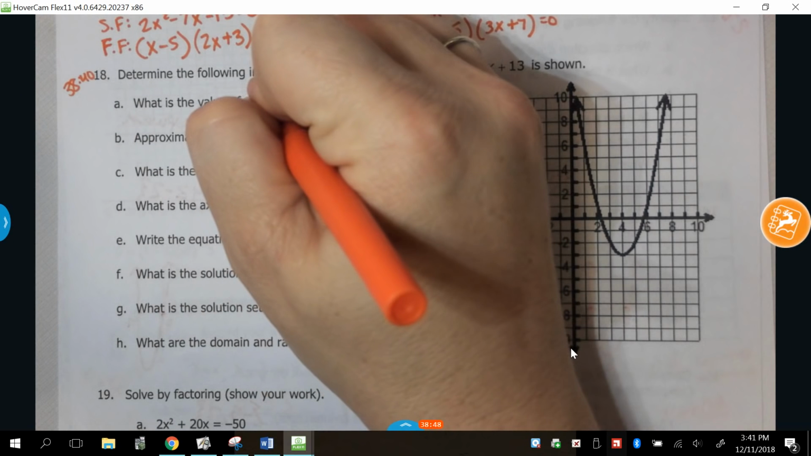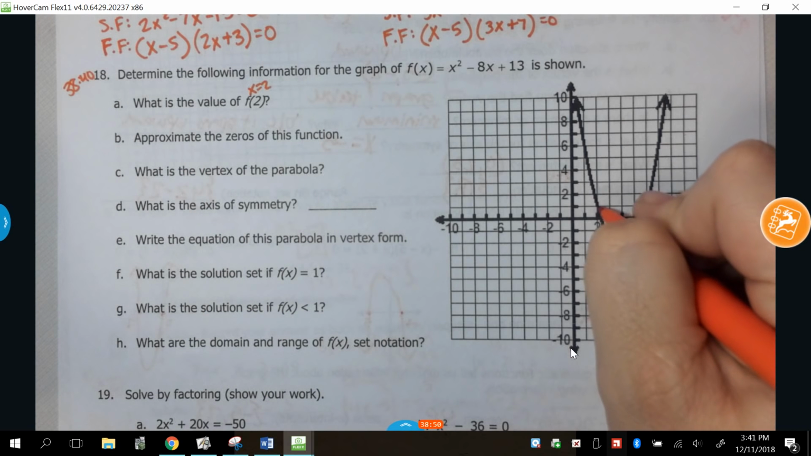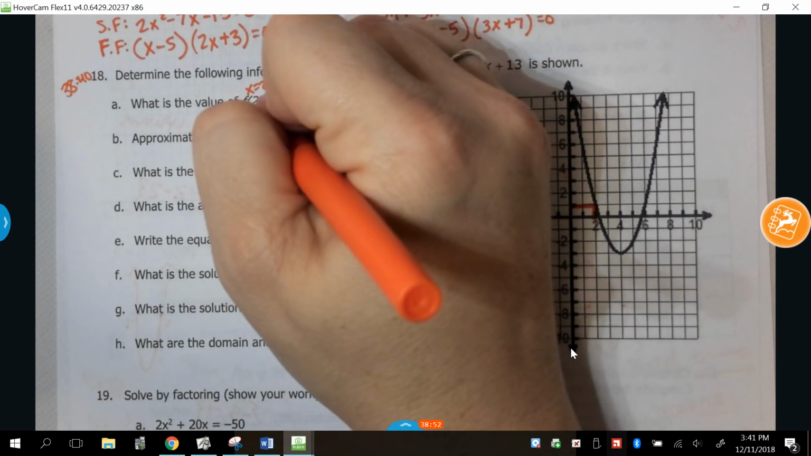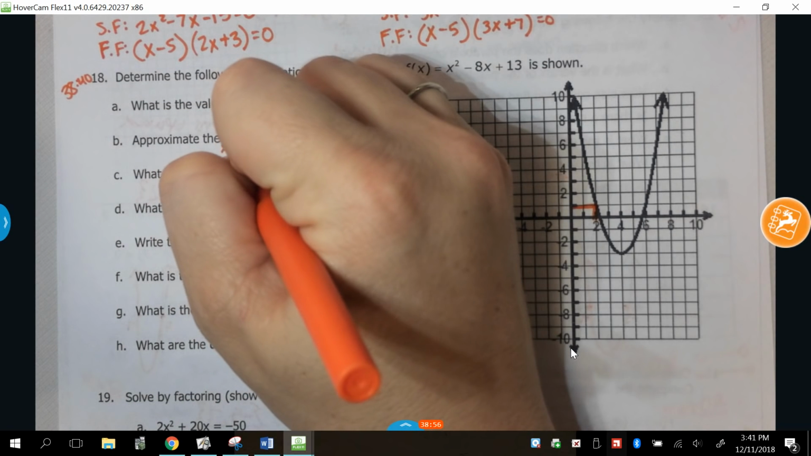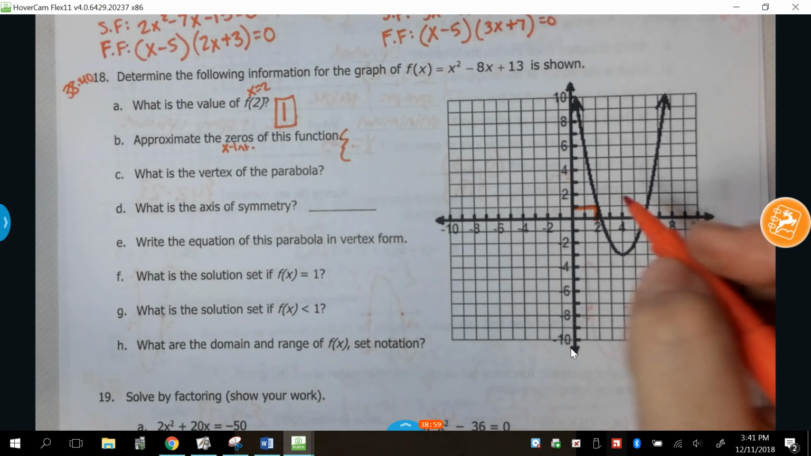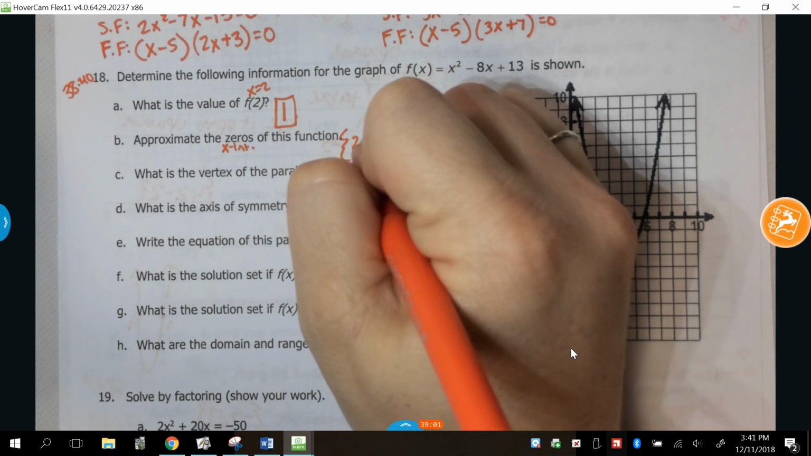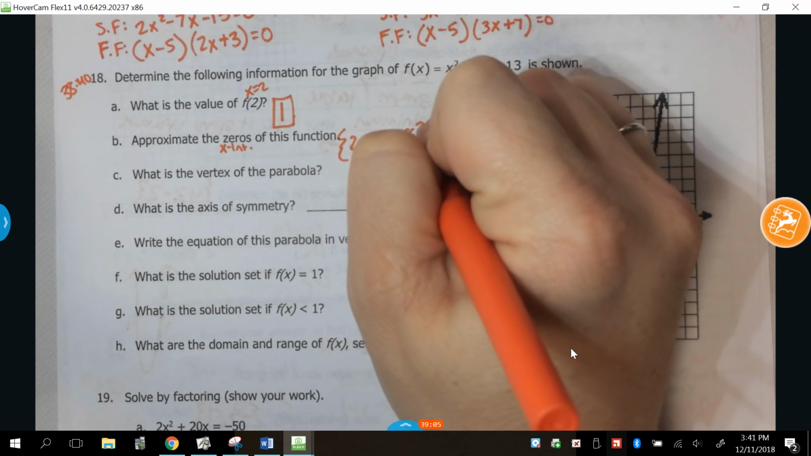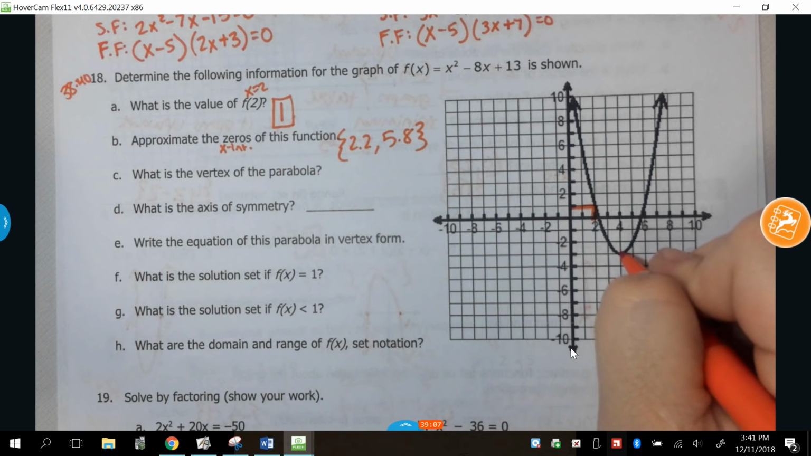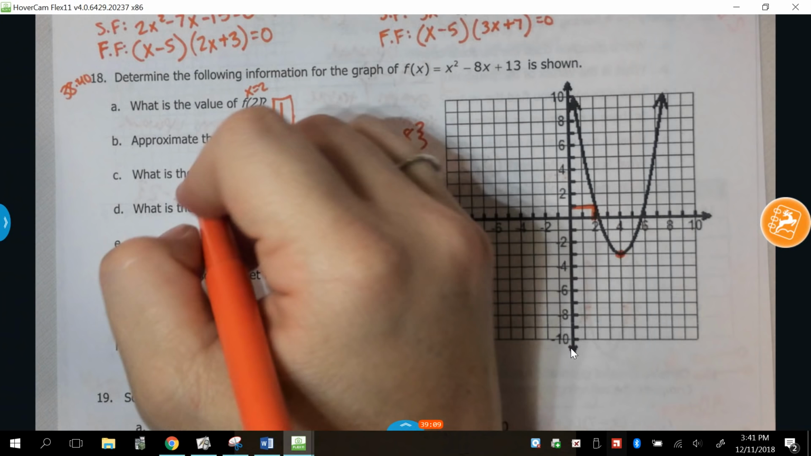So this is where x equals 2. X is 2 here, which is at a height of 1. Zeros is just another word for x-intercepts. So we'll say like 2.2. It's a little after 2 and a little before 6. So we'll say 5.8. The vertex is at (4, -3).